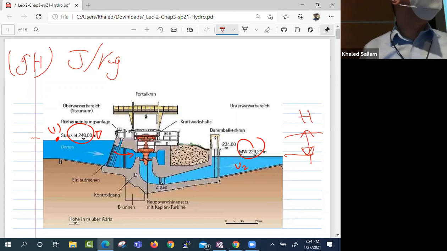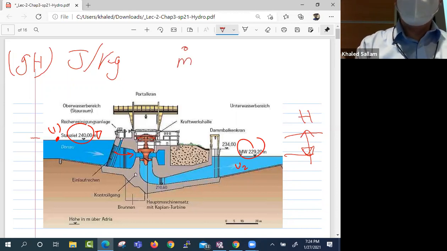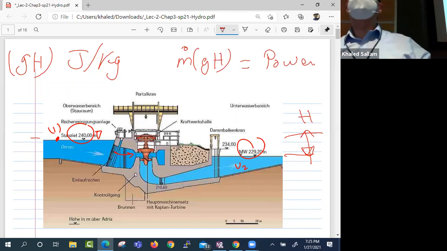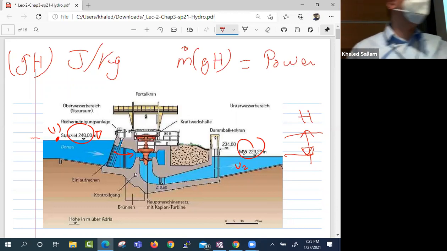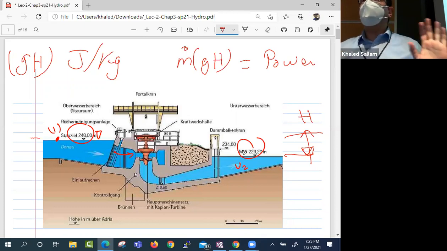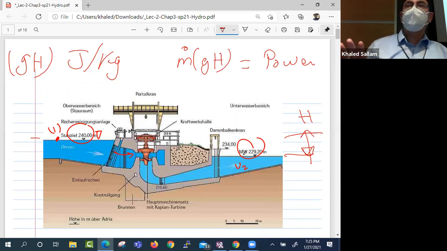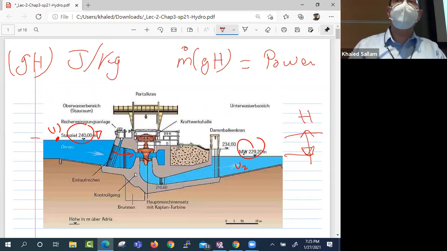I need to turn joule per kilogram to joule per second. What do I need to multiply with? Kilogram per second. Excellent. Pebin is saying kilogram per second. That's m dot. So m dot gh, that would be the power you expect to extract. Ideally, if there are no losses, if the flow goes into the pipe, into the turbine without losing anything, no friction, no circulation, no separation, no eddies, that's the maximum power you will get.